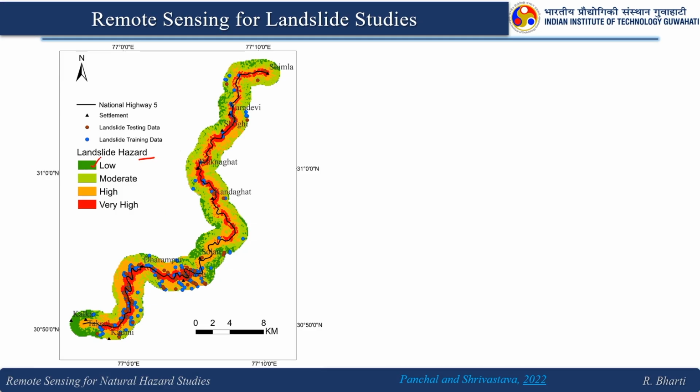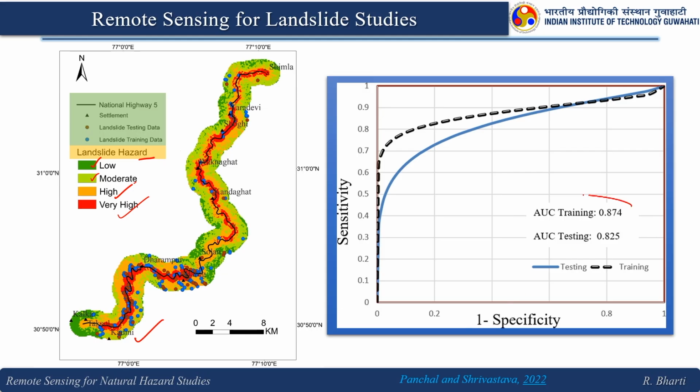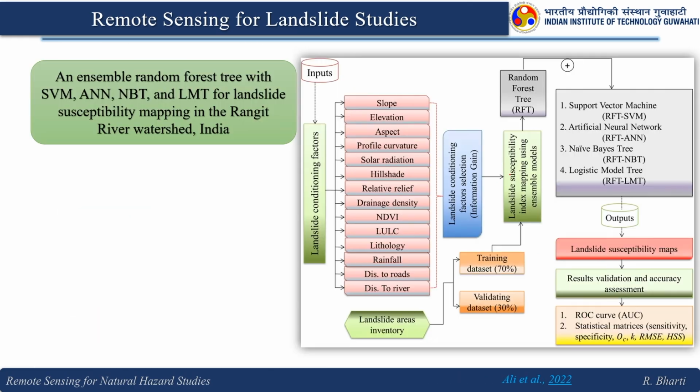So, this green color is the low, this light green is moderate, orange is high, red is very high. So, along this highway you can see how the distribution has come, and then they have used the AUC training and testing that will help you to justify your results.